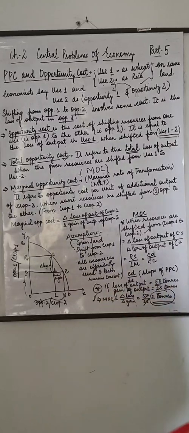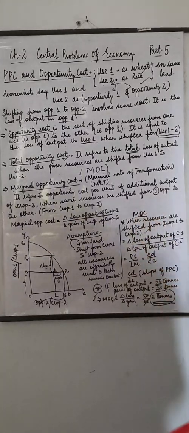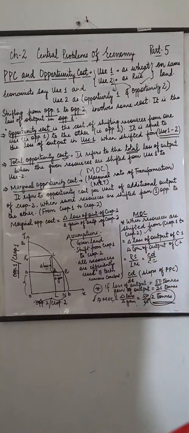So students, we get to understand this, that marginal opportunity cost is taken out at the cost of per unit loss of the output for shifting from opportunity 1 to opportunity 2.